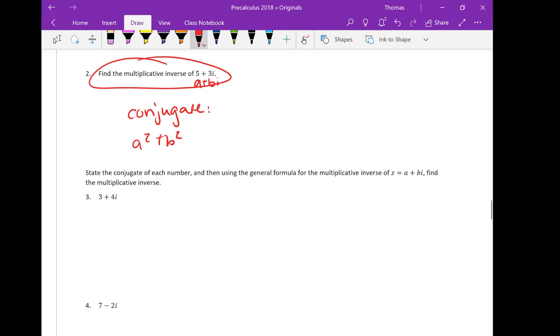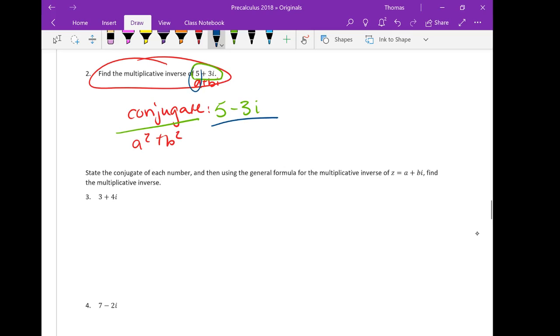We divide them. Here our conjugate is just taking the opposite of the imaginary part. So that would be 5 minus 3i instead of 5 plus 3i. So that's our conjugate. And then we need to divide by a squared plus b squared.